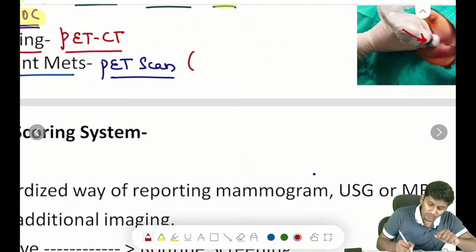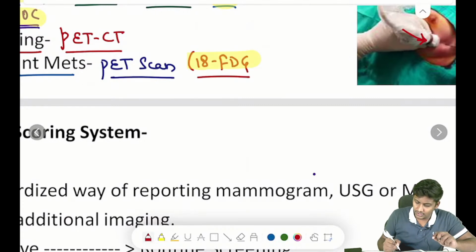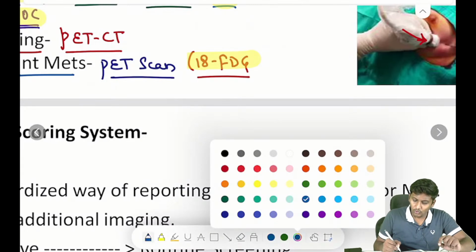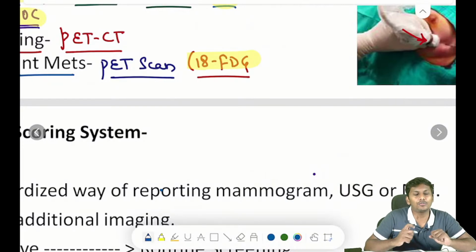Important, what is the dye used over here? What is the contrast used over here? Please remember, in a PET scan the contrast which is used is known as 18 FDG. This has been a previous year question. 18 fluorodeoxyglucose is the dye or the contrast which is used in a case of PET scan. Why glucose are we going to use over here?